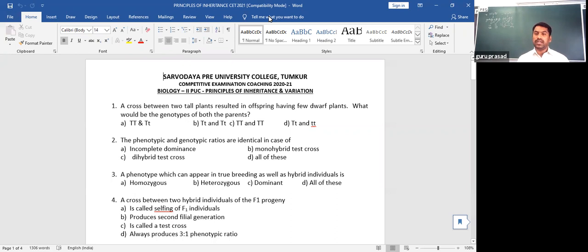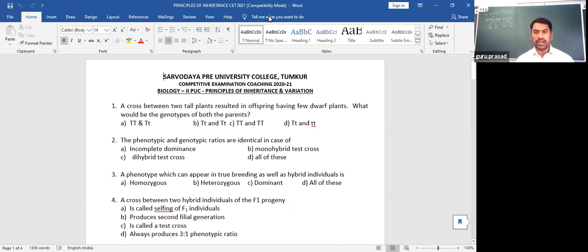For the other option, you may not call it self-pollination, because here is one more condition we can apply, that we can do cross-pollination. So there is one more possibility, but that is not the nearest answer. So produce second filial generation: I just told you, F1 either self-pollinated or cross-pollinated, ultimately produces the F2 generation. So that's the answer. Is it called a test cross?